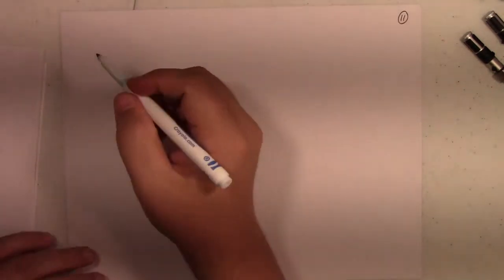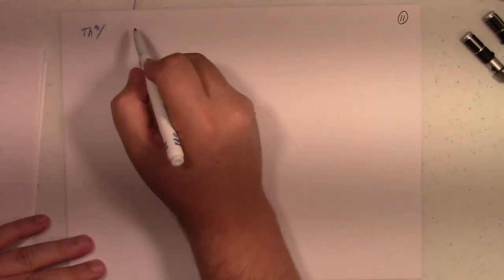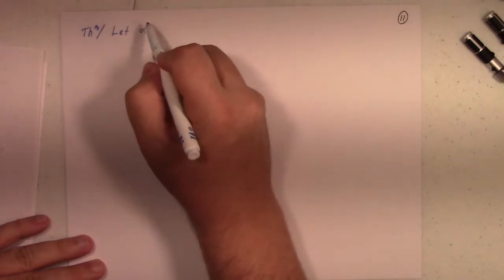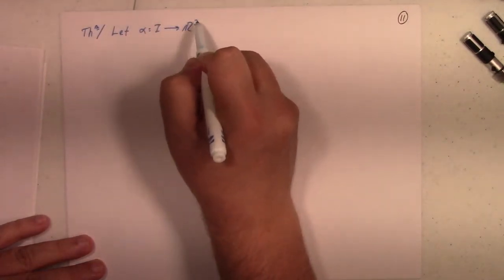Okay, so that's their theorem. Let alpha from I to R3 be a smooth curve.